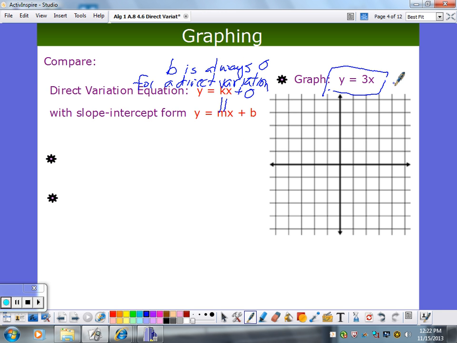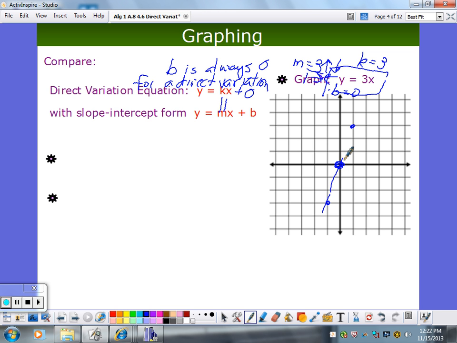The y-intercept is 0. What's k? 3. What's m? 3. Yeah, now m and k are the same. Compare to y equals mx plus b. They are the same. So if I want to graph this, my b is 0, right? So that says go to 0, your y-intercept. My slope and my constant of variation are the same thing, 3. I'm going to go up 3, right 1. 1, 2, 3, 1. I can also go down 3 and left 1.